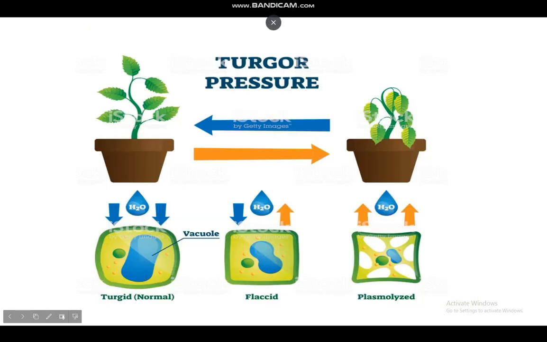What is the turgor pressure? Look at the cell. The cell is turgid because it contains the maximum amount of water. The flaccid cell contains a minimum amount of water, and the plasmolyzed cell contains a very minimum amount of water. The turgor pressure makes the plant remain turgid.